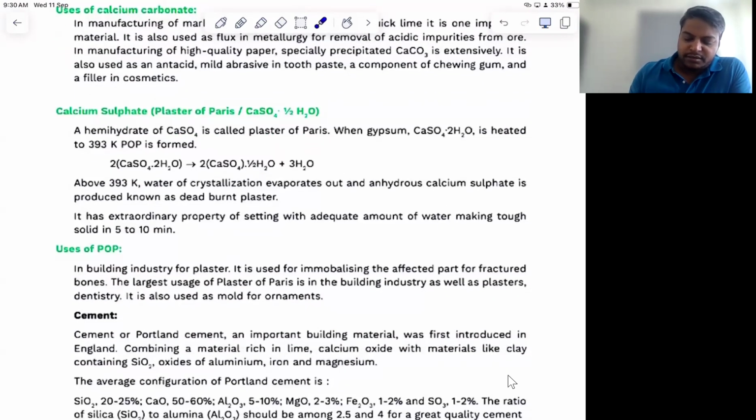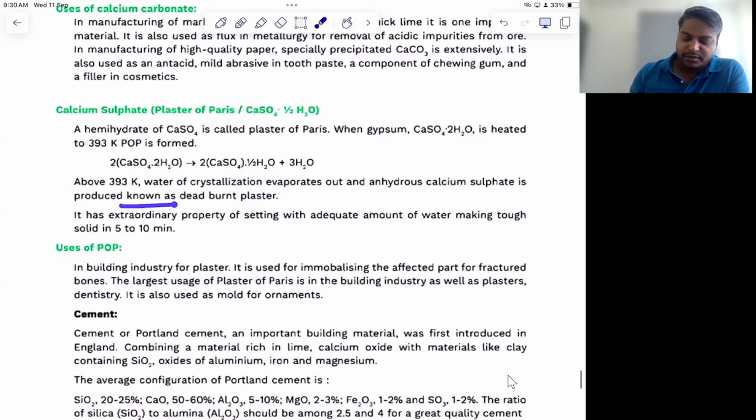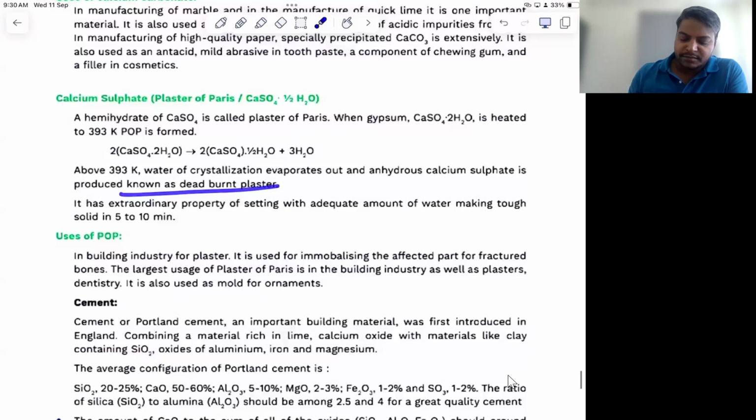Calcium sulfate, you know, hemihydrate, which is half a molecule of H2O, is what we call the plaster of Paris. When gypsum, CaSO4.2H2O, is heated at 393 kelvins, it gives this form. At higher temperature, the water of crystallization evaporates and the anhydrous calcium sulfate is produced, known as dead burnt plaster.